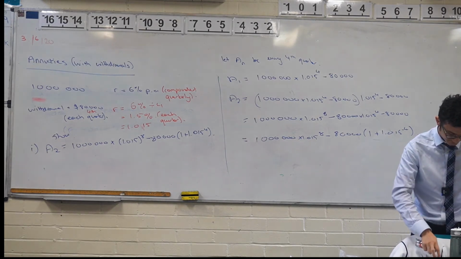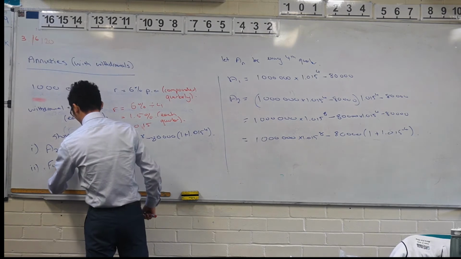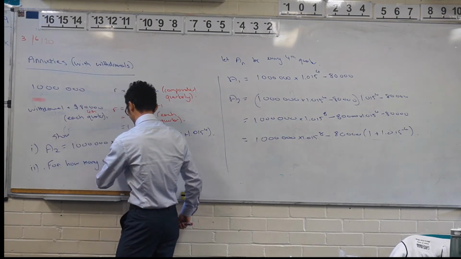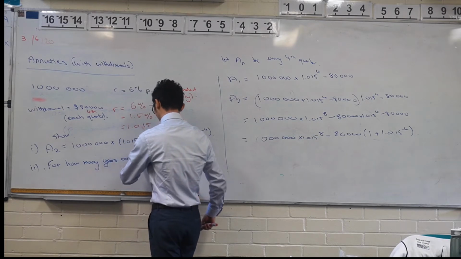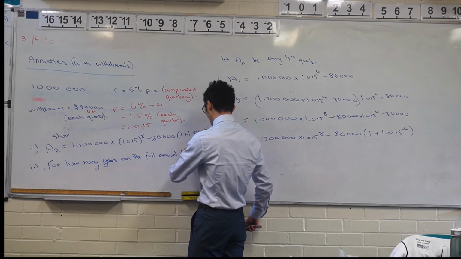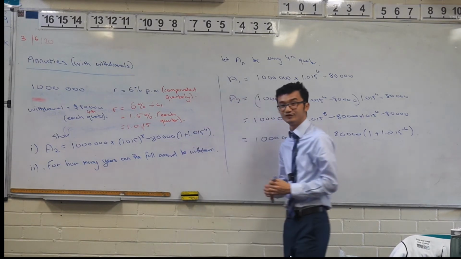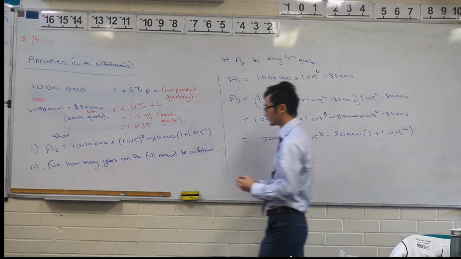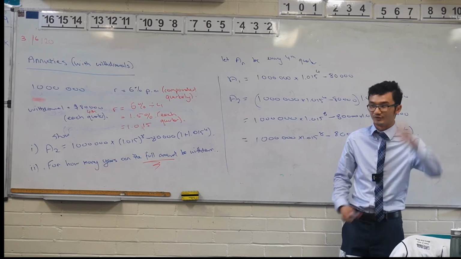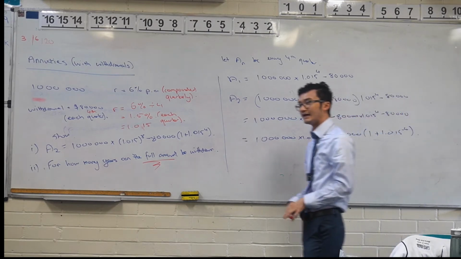Part 2. Maylin, what's part 2 asking? It was like, for how many years can the full amount be withdrawn, right? So, when I'm looking at this one, remember how I said that wording is sometimes important? This is one of those situations. Because they're explicitly asking for the full amount here. There's no rounding that we can really do that's going to make this work either way. It has to be the full amount.